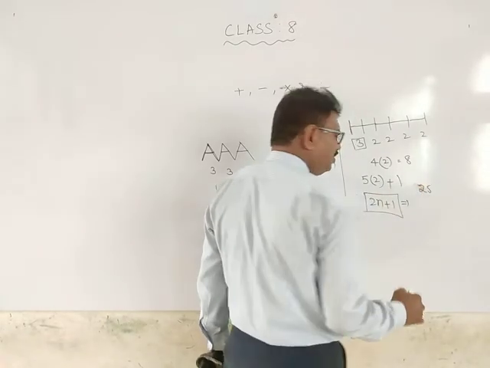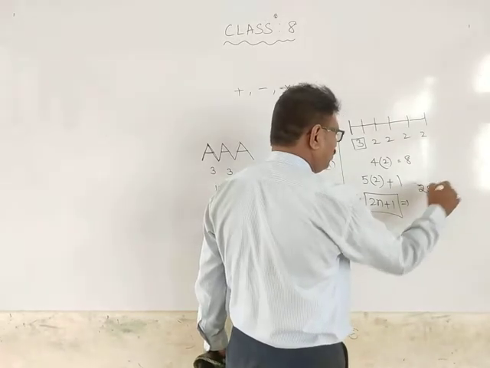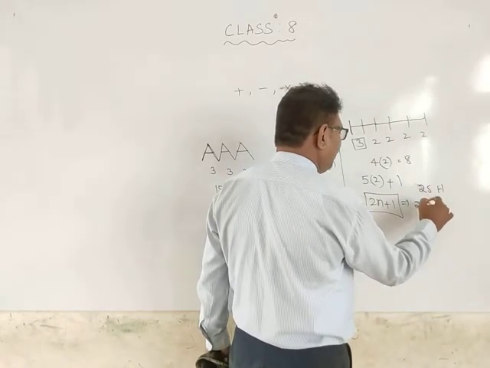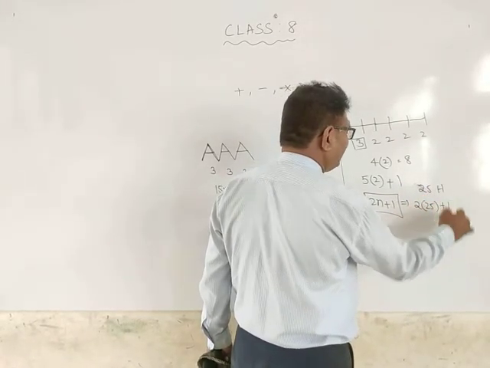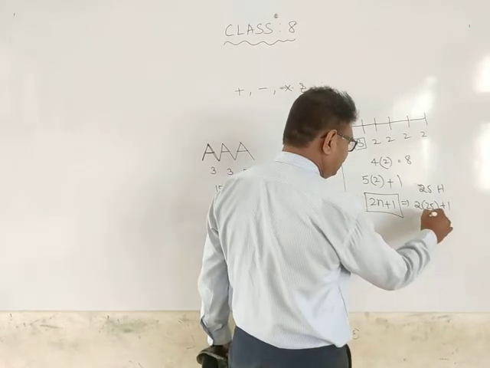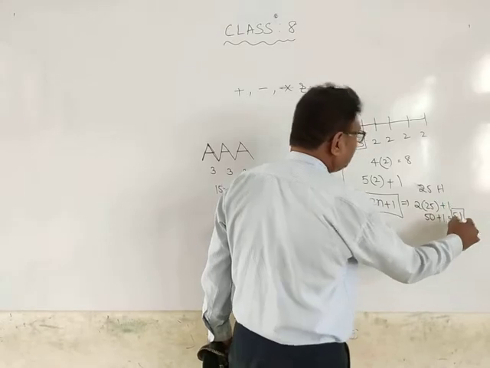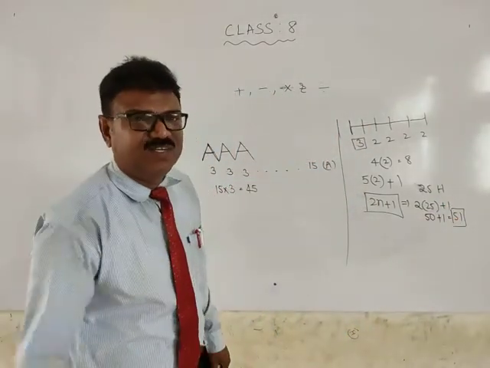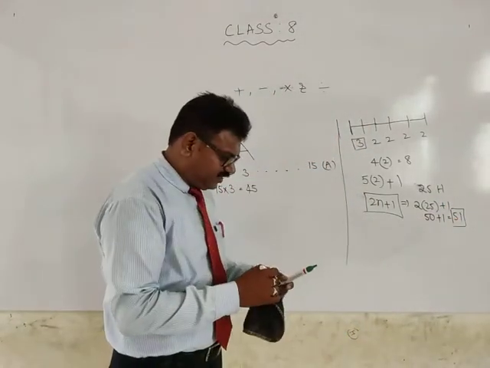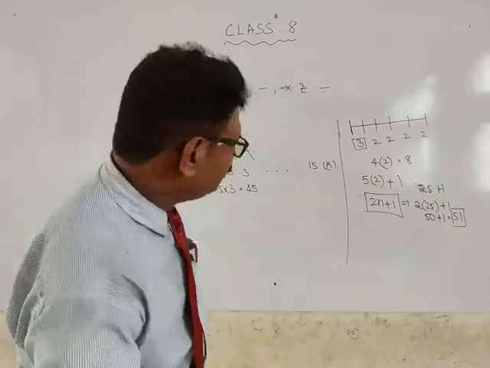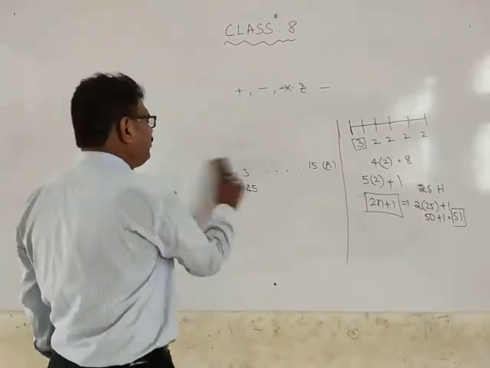Now from this formula, for example, you want 25 h. How many do you want? 25 h. Therefore 2 into 25 plus 1. Therefore it is nothing but 50 plus 1, 51. Therefore how many matchsticks are required? 51 matchsticks are required. Okay, na? Yes, I think so. Now you are understanding about the variables.